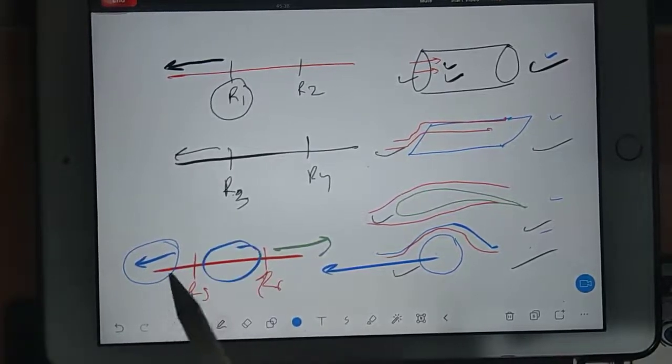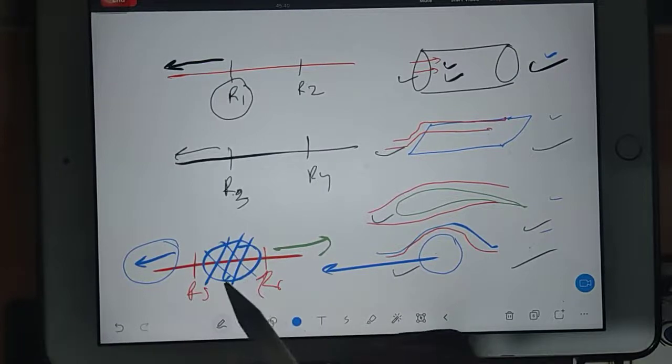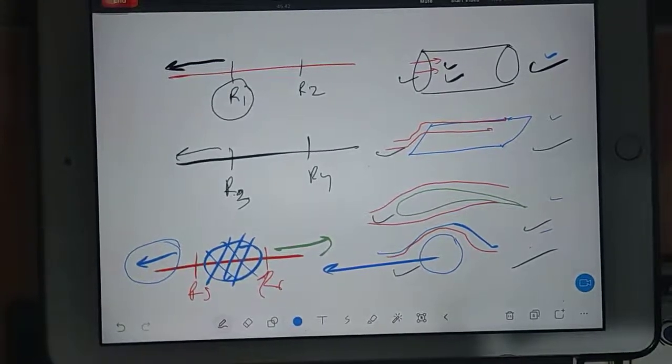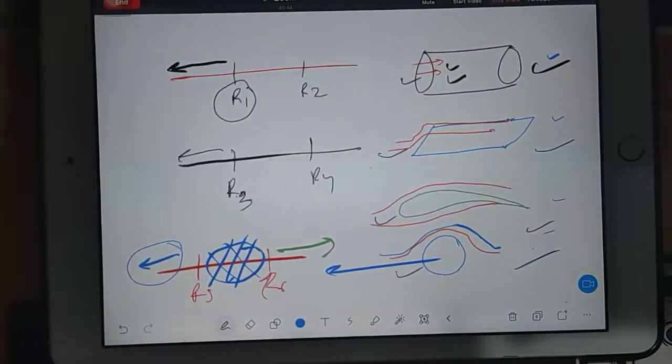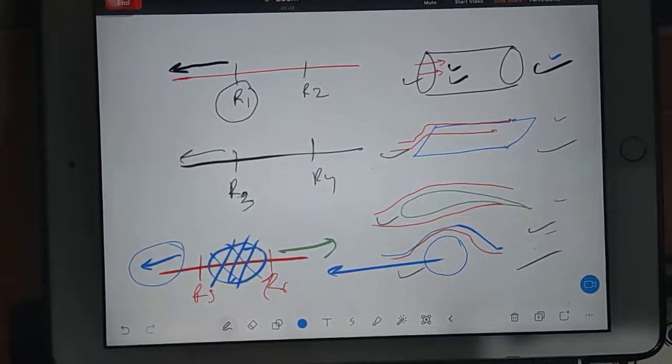Or in between, what will happen in between? In between, the flow will be of mixed nature. That is known as transition. In that, some part will be laminar and some part will be turbulent, so you will have both natures.